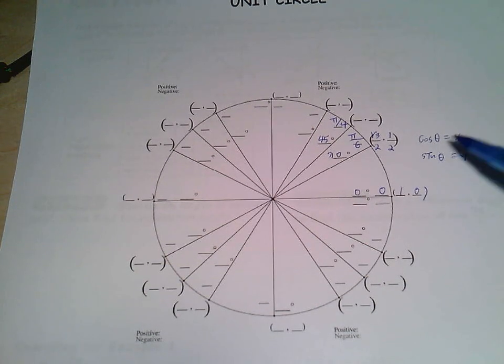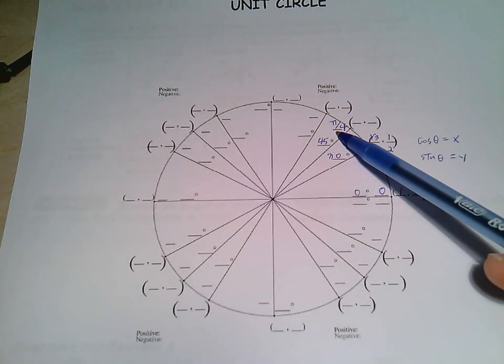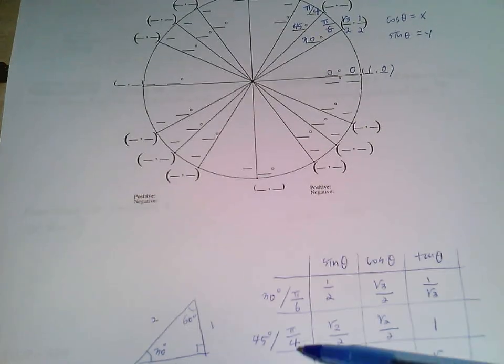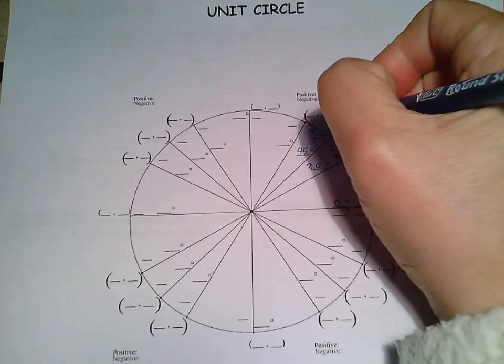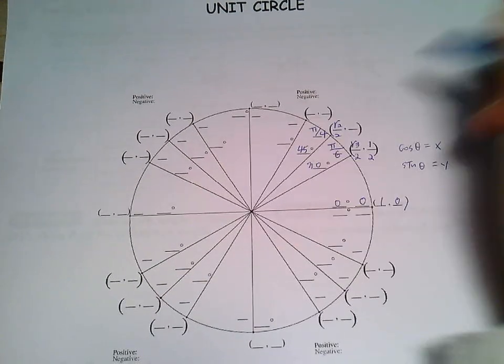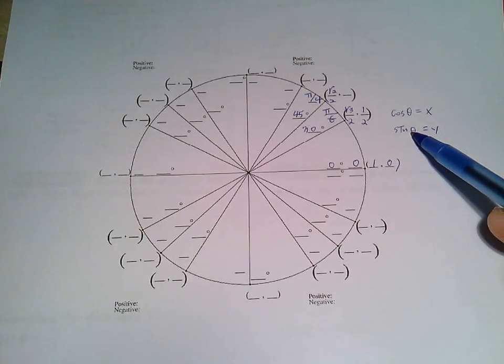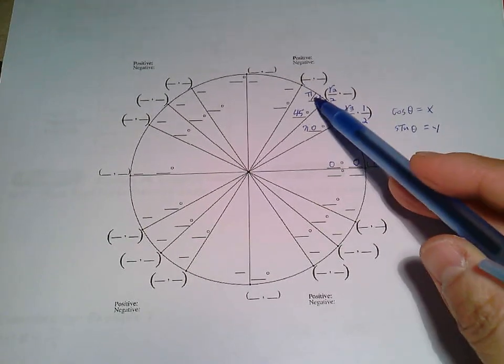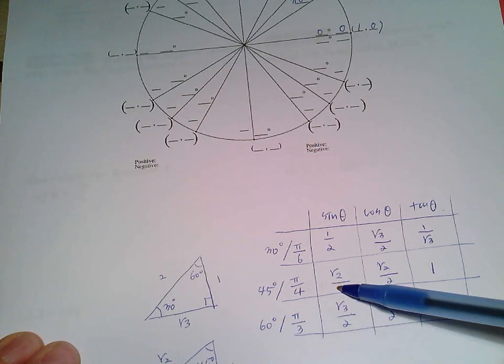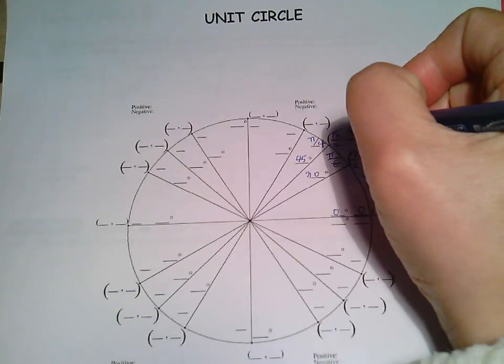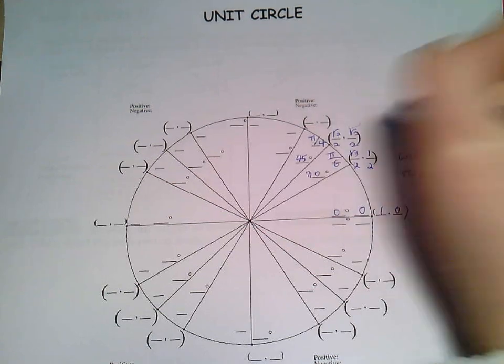Now, again, the x-coordinate is cosine pi over 4. So cosine pi over 4 will be root of 2 over 2. The y-coordinate is sine theta. So sine pi over 4 will be root of 2 over 2.